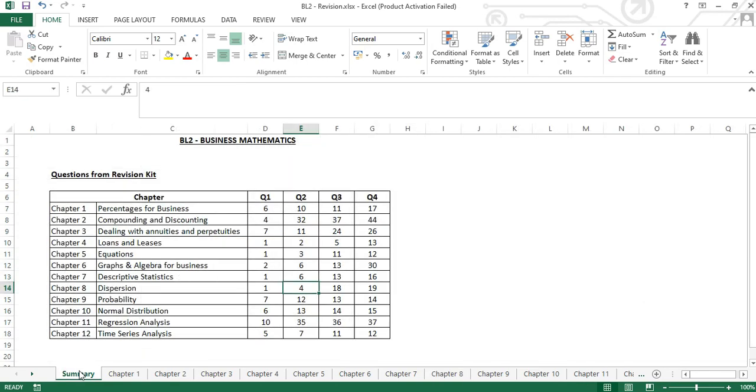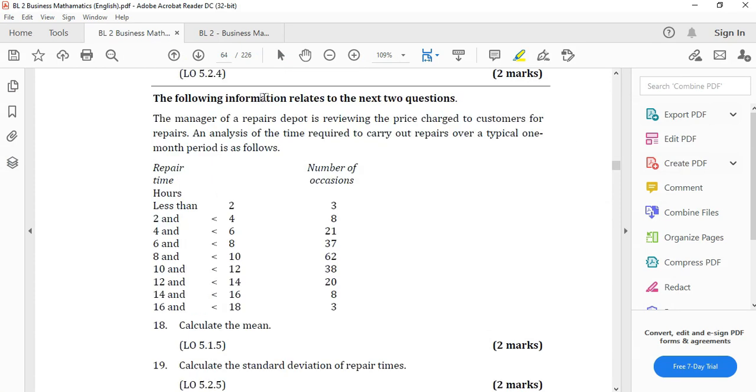Alright. Next, let's go to question 80. Okay, looking at the question, this is basically the manager of a repairs depot is reviewing the price charged to consumers for repairs. Analysis of the time required to carry out the repairs over a 1-month period is as follows. Repair time and the number of occasions. The repair time they've given in hours, number of occasions is the number of times they did the repair, all within a month. They are asking to calculate the mean, and the next question is on the standard deviation.